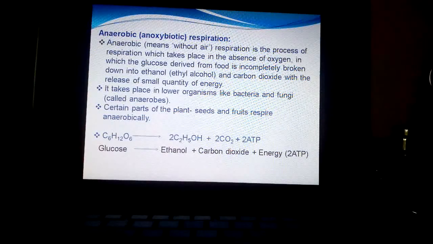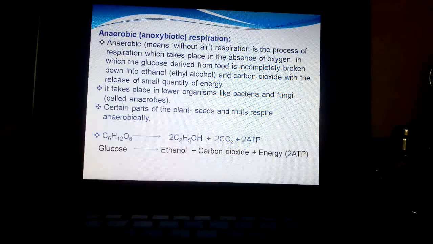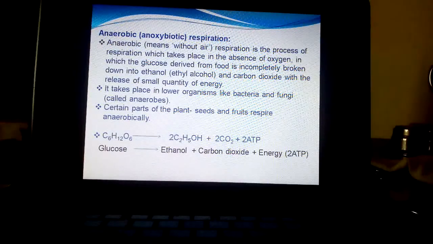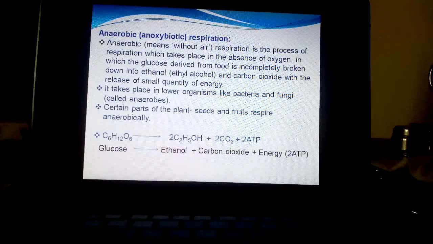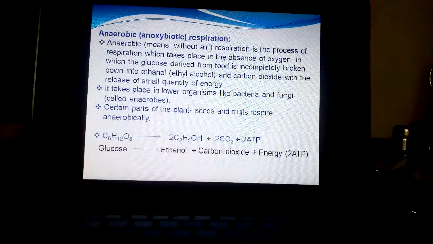Now, anaerobic respiration. Anaerobic respiration is also called anoxybiotic respiration. Anaerobic respiration is the process of respiration which takes place in the absence of oxygen, in which the glucose derived from food is incompletely broken down into ethanol or ethyl alcohol and carbon dioxide with release of a small quantity of energy. It takes place in lower organisms like bacteria and fungi, and they are called anaerobes. Certain parts of the plants like seeds and fruits respire anaerobically.